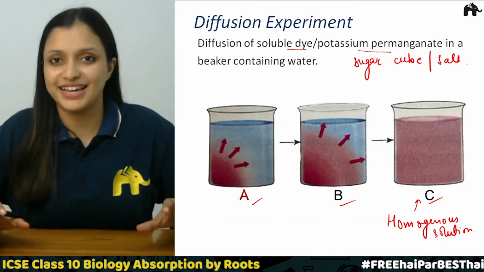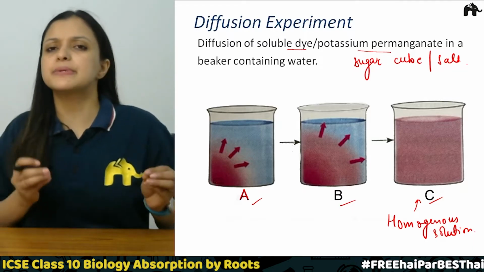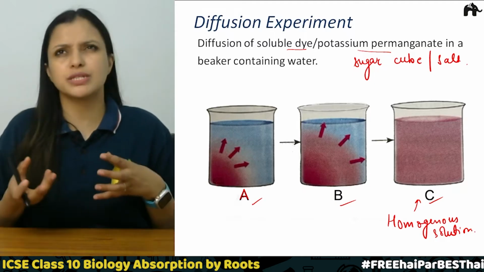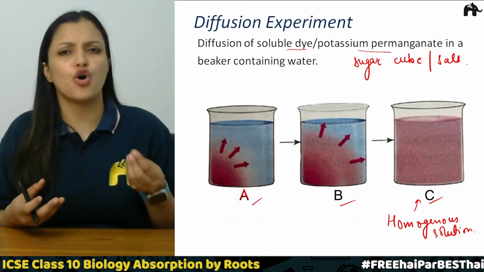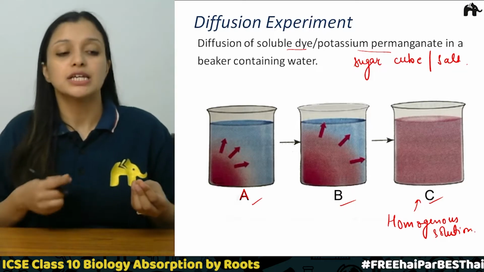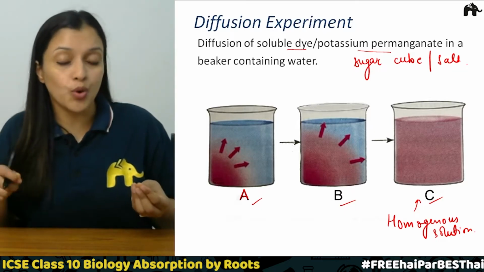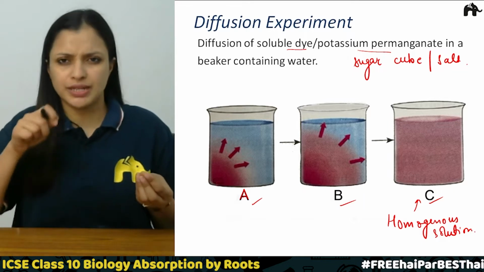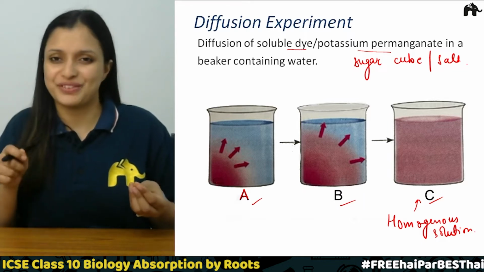So this is a simple experiment of diffusion which you can also do at home using any soluble dyes, or sugar cubes, correct? To make it more homogeneous, you can stir it with a spoon or with a stirrer also, correct?